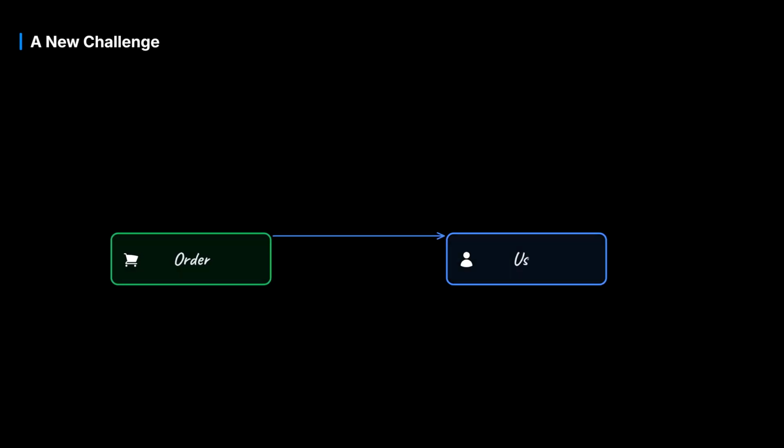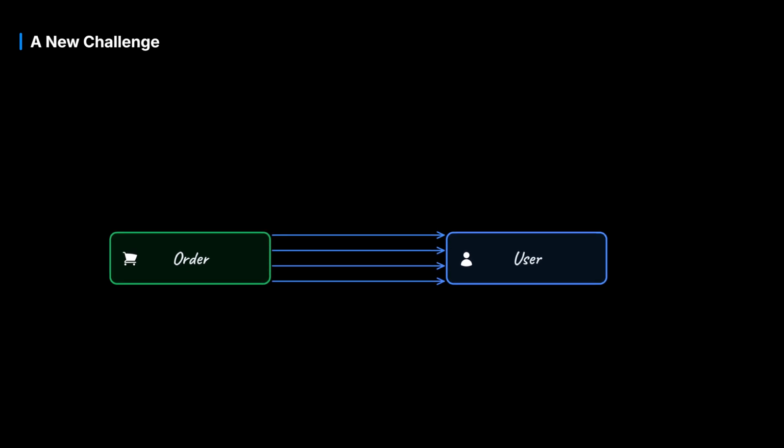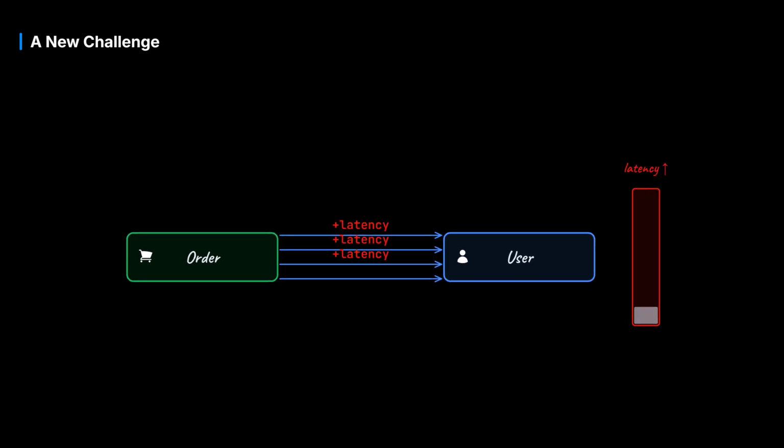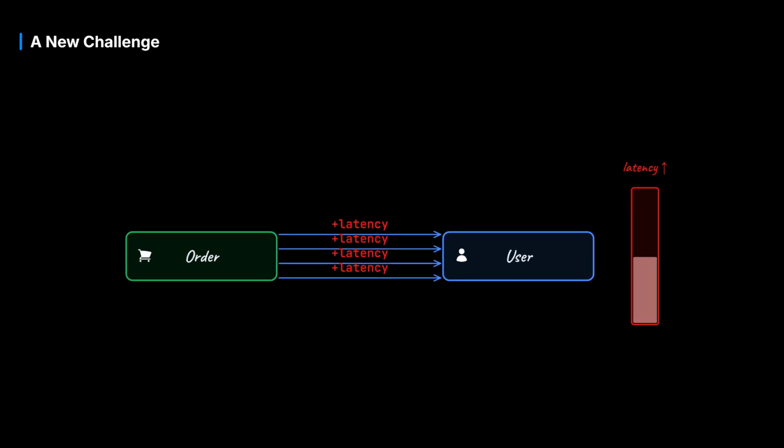But wait, now one new problem has come. What if the order service needs customer information for every single order? Does it have to call the user service again and again every single time? Technically, yes. And that becomes a problem. Because every such call is a network hop. And network calls add latency. More latency means slower responses.